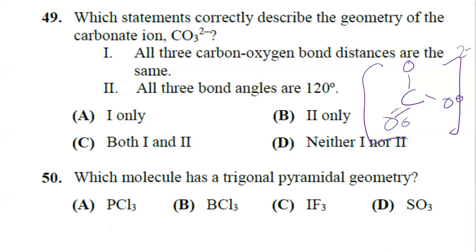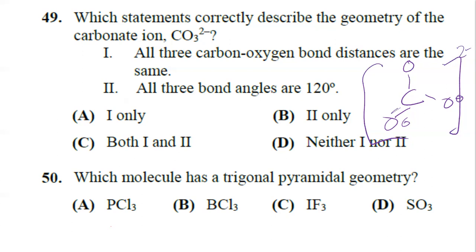Now, when we look at this structure, what basic electron geometry does our carbon have? Trigonal planar. So if it's trigonal planar, what are the bond angles between them? 120. So that's how we get the bond angle part. We know they all have bond angles of 120 because they're evenly spread out. So we know 2 is going to be true.